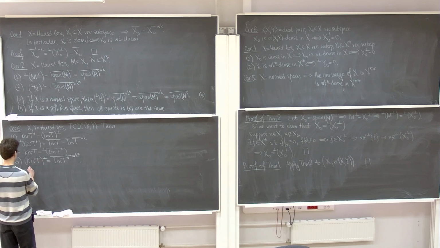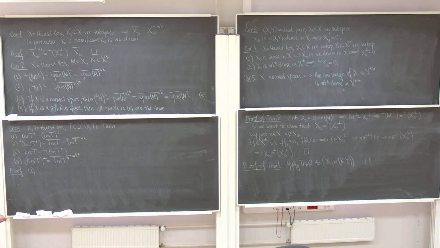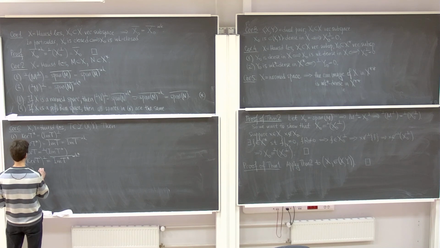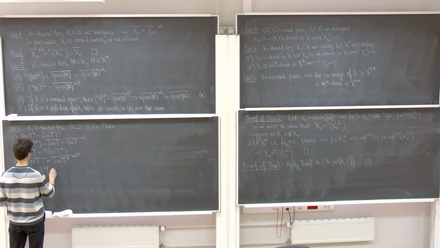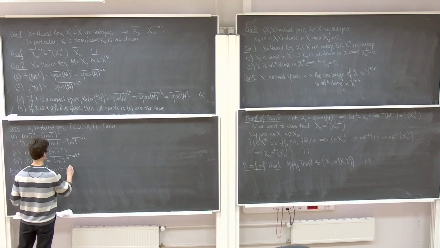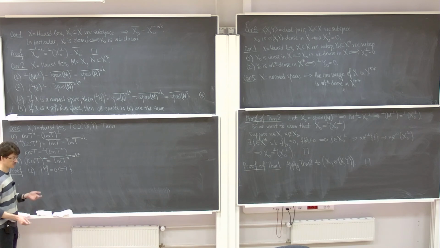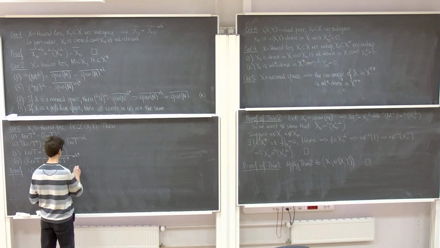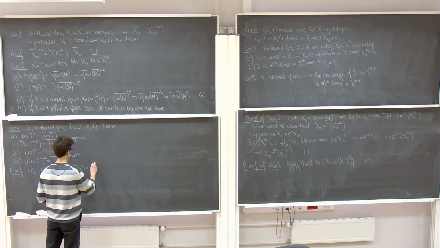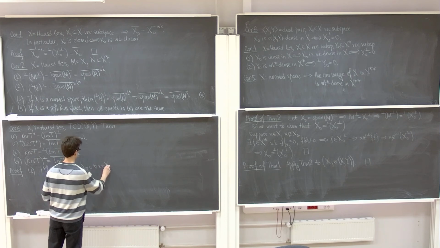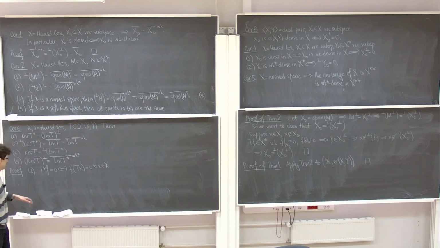The proof is very easy. Part 1 is almost immediate from the definition. So f sits in the kernel of T star, that is T star of f is 0, if and only if T star of f, which is f composed with T, is 0 for all x in X. But this means exactly that f sits in the annihilator of the image of T.